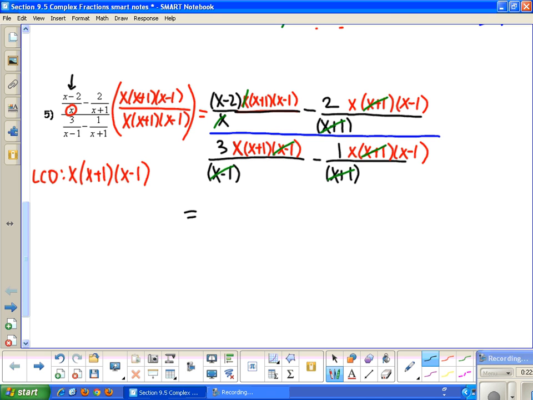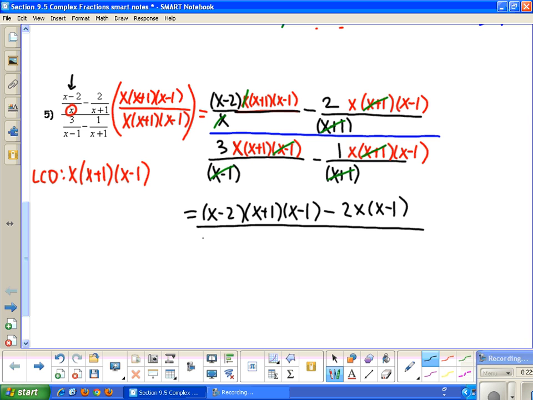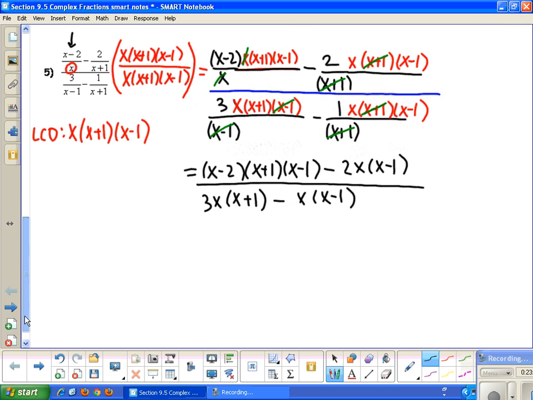So when I do that, I now get x minus 2 times x plus 1 times x minus 1 minus 2x times x minus 1 in my numerator, all over my denominator, which would be 3x times x plus 1 minus x times x minus 1. And now I need to simplify this. So because I have binomials times binomials, that means I need to FOIL them out. So I'm going to do the numerator first.